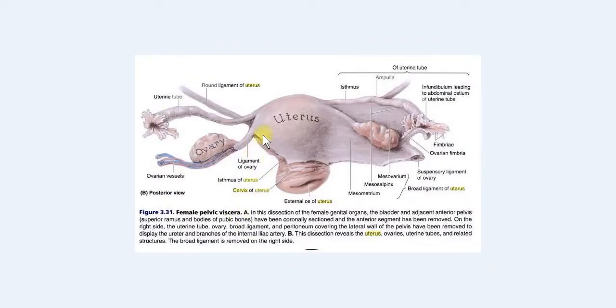As we can see in this diagram, this is the broad ligament, and at this point of the uterus there is the attachment of the fallopian tube, and the two ligaments originate from this point. One is the round ligament and the other is attached to the ovary, called the ligament of the ovary. Now we come to the sagittal section.